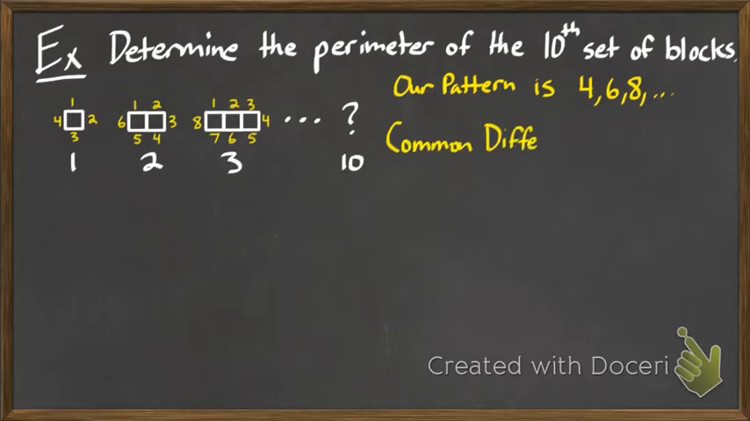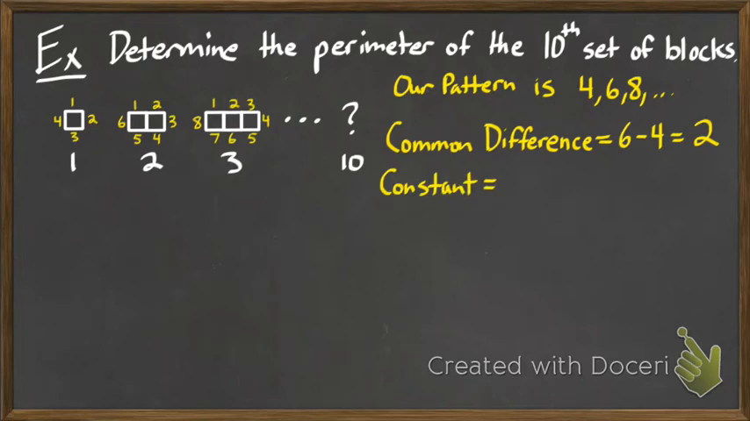So first, like before, we need to find our common difference. What are we adding or subtracting to get our next number, in this case, our next perimeter in our drawings? At least in this case, it's pretty easy to tell. We're going up by 2 each time. We got 4, 6, 8. But if you're unsure, take the perimeter of the second one and subtract the perimeter of the first one. So our common difference by doing this will be 2.